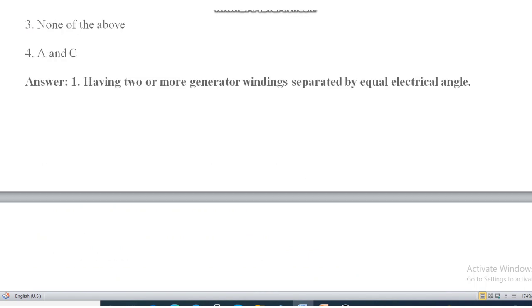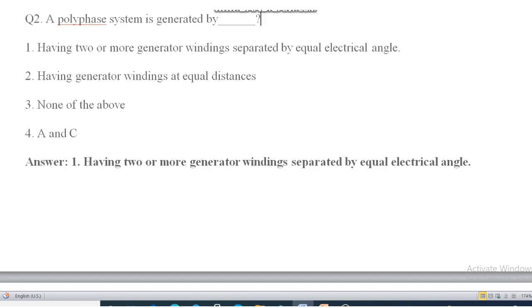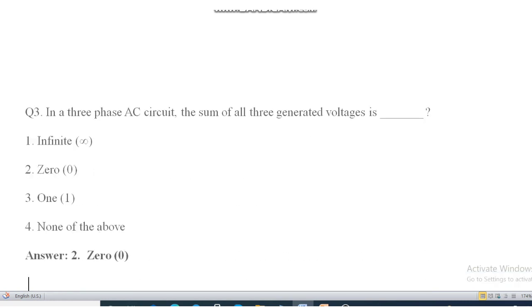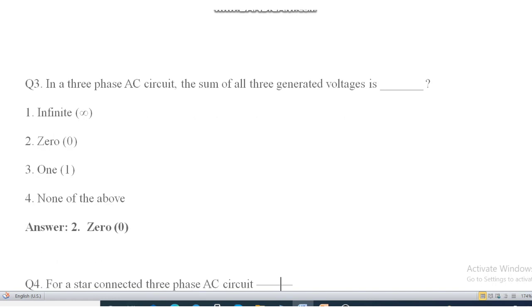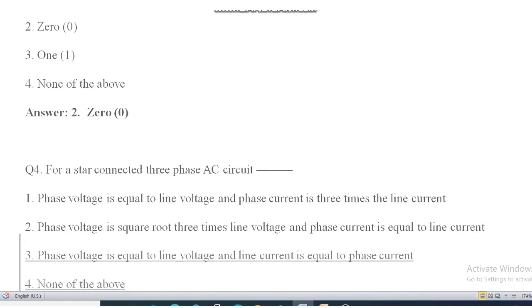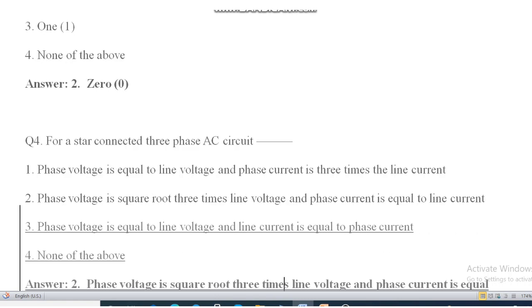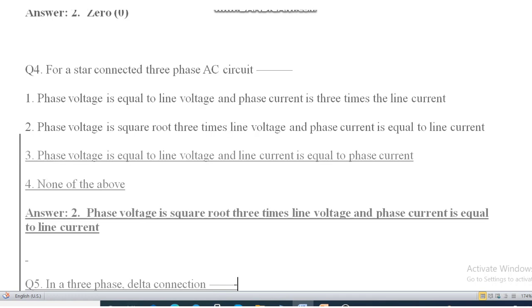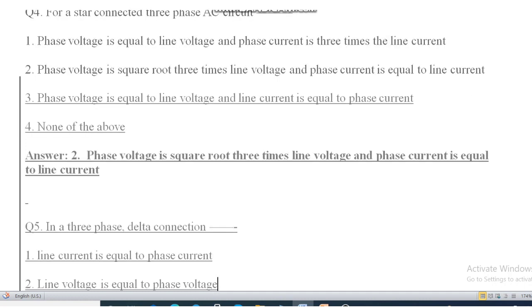Now the next question, question number 2: A polyphase system is generated by what? It is generated by having two or more generator windings separated by equal electrical angle. That means first is the correct option. In a three-phase AC circuit, the sum of all three generated voltages is 0. For a star connected three-phase AC circuit, second is the correct option.